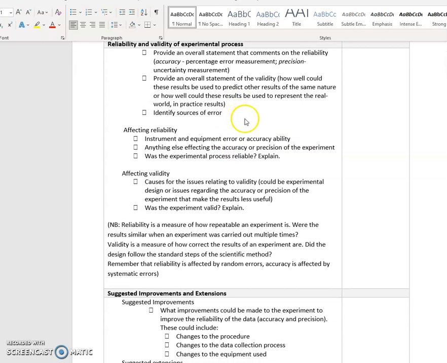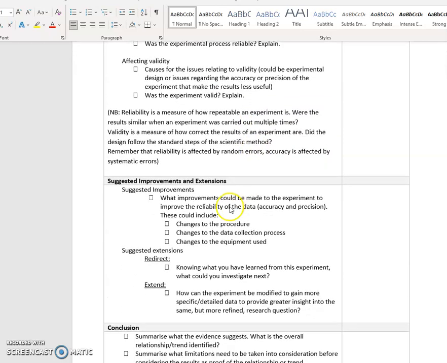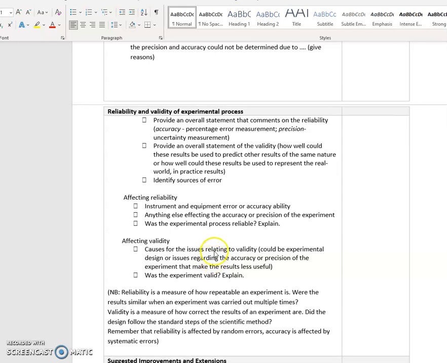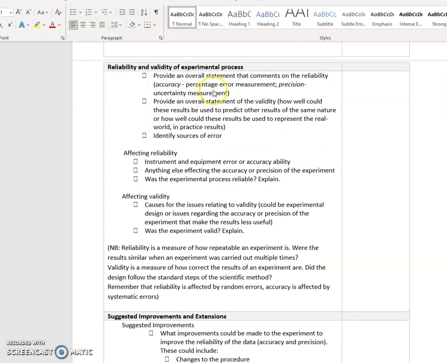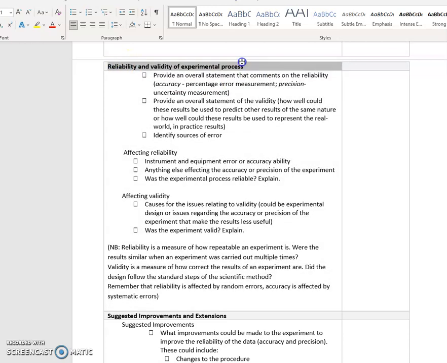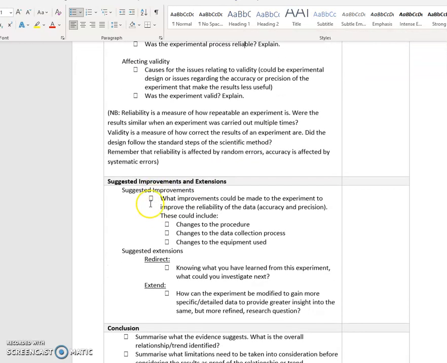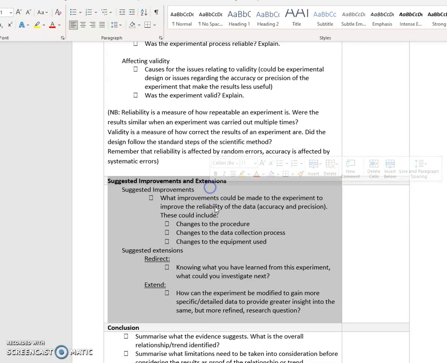Hey guys, so in this video I'm going to be explaining the last two big parts of the report, and that is the reliability and validity of the experimental process, and also explaining the suggested improvements section.